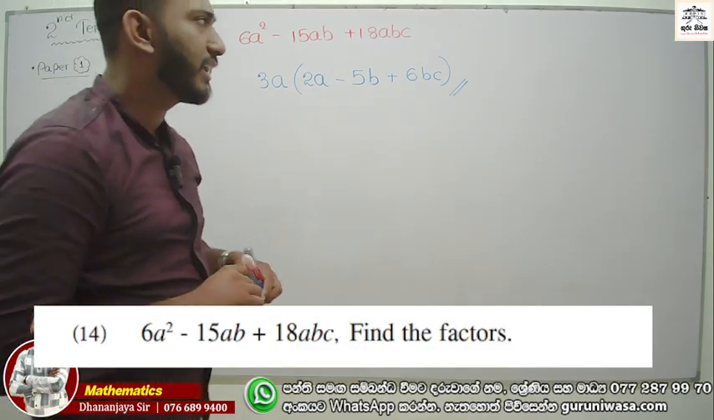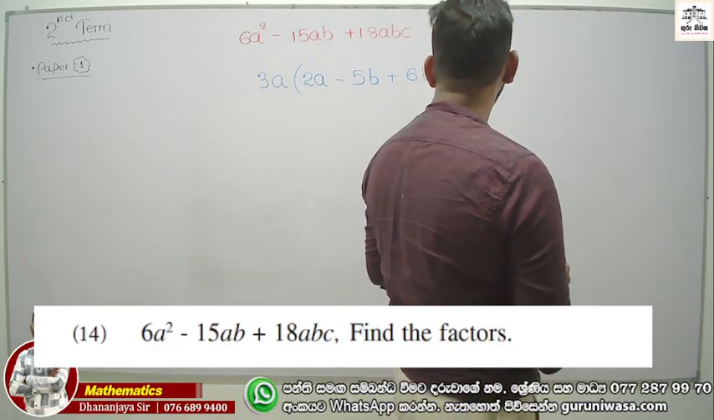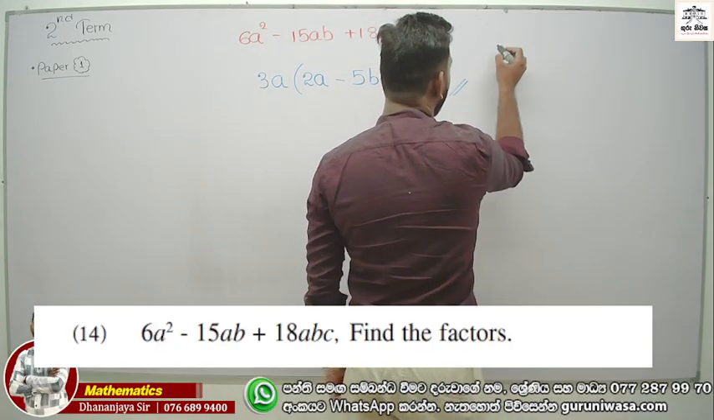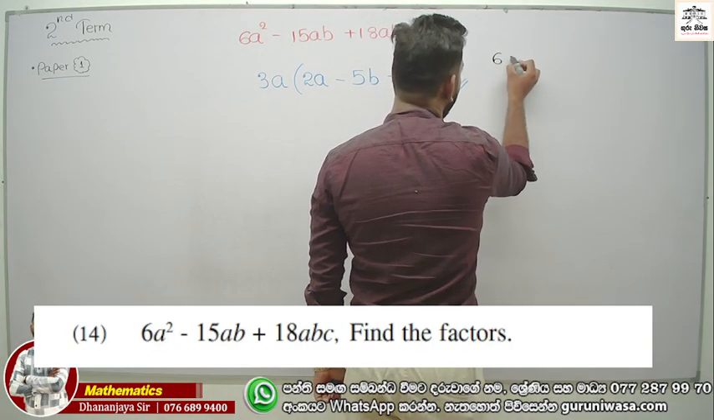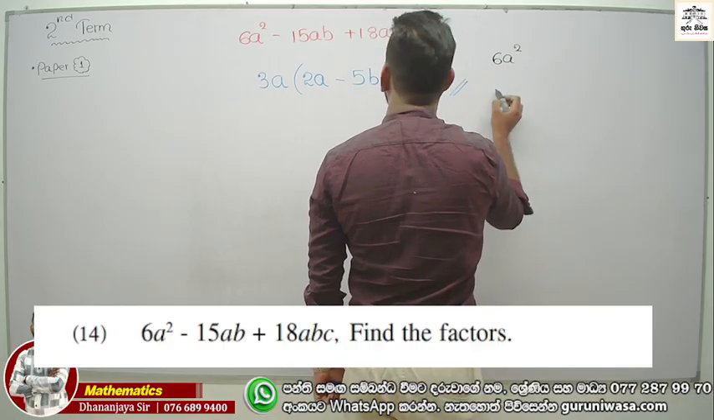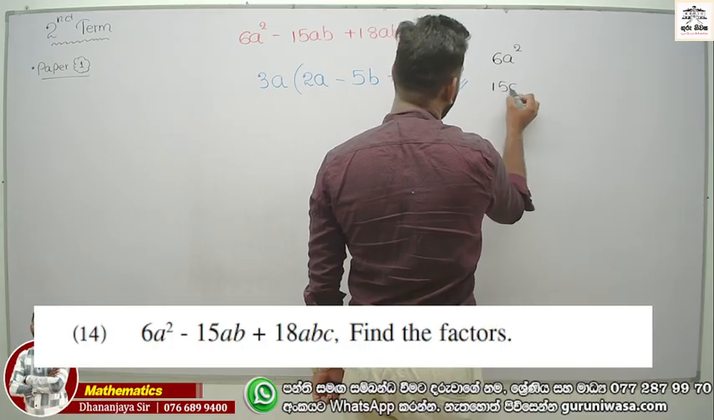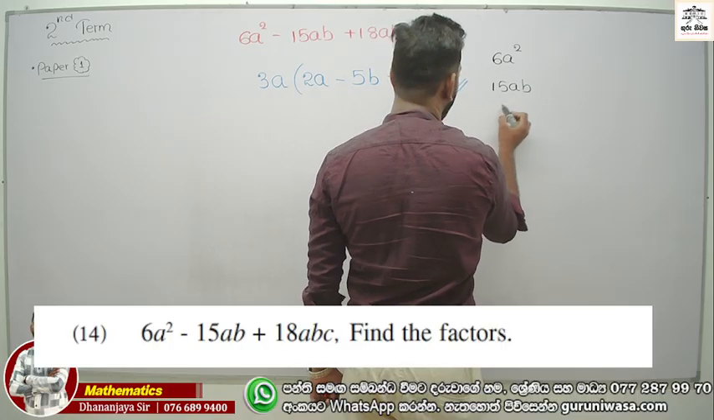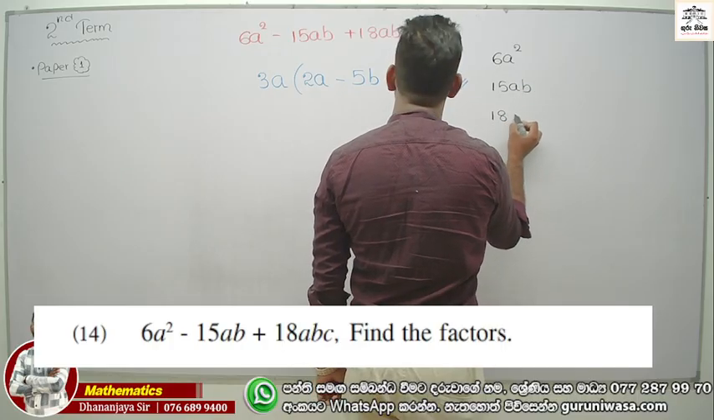And we take it as a method. We learned a small method for this. Look at this one: 6a squared and 15ab.